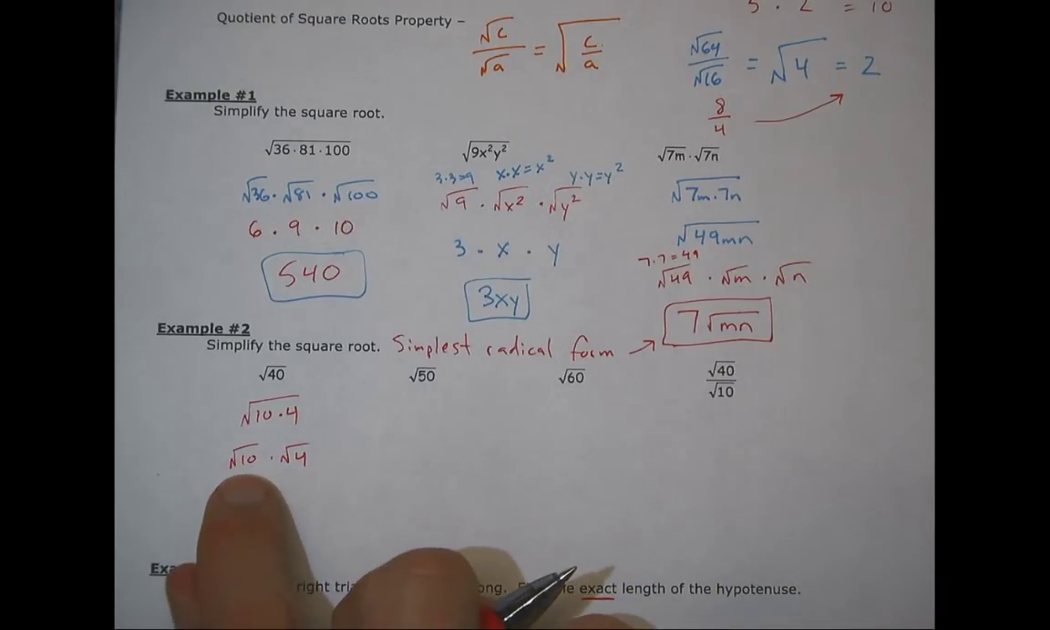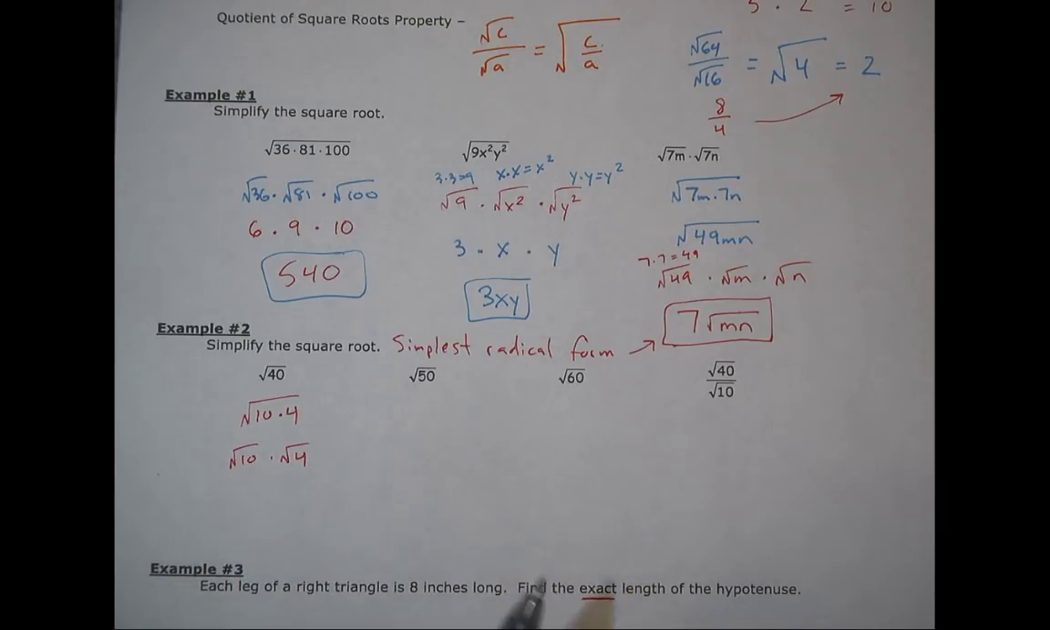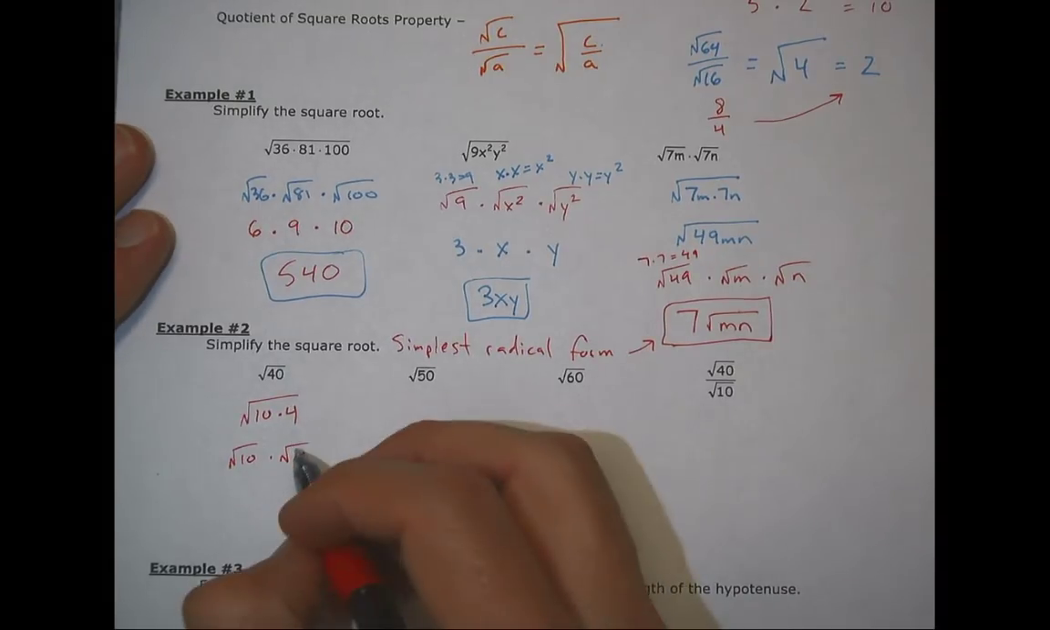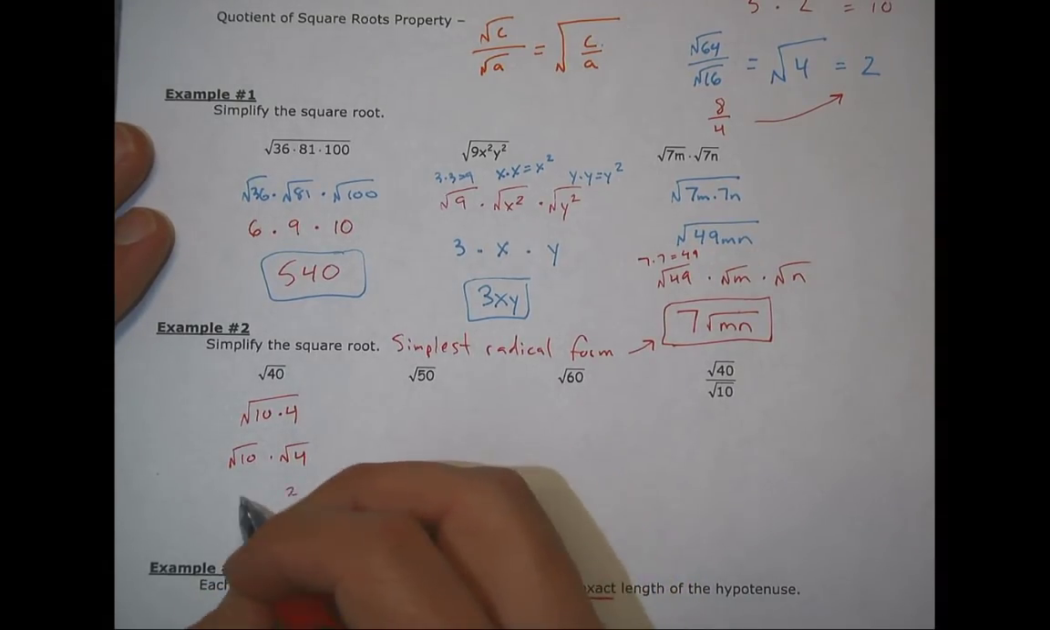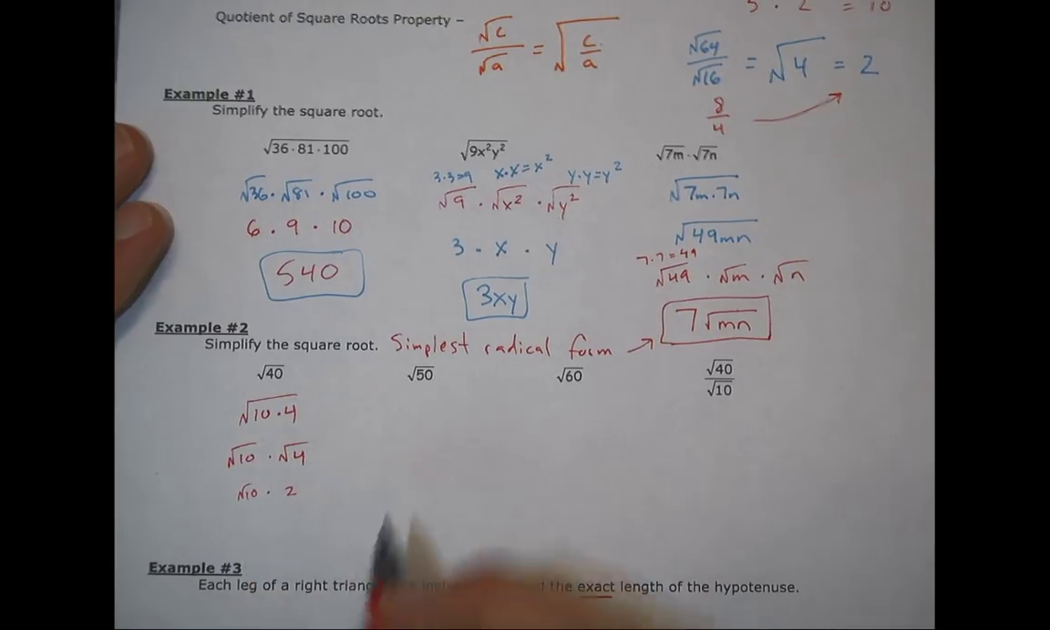Well, square root of 10, there is no square root of 10. I mean, it's a decimal. There's no nice whole number square root of 10. But there is a square root of 4. What times itself gives you 4? 2. Now, square root of 10 isn't going anywhere.